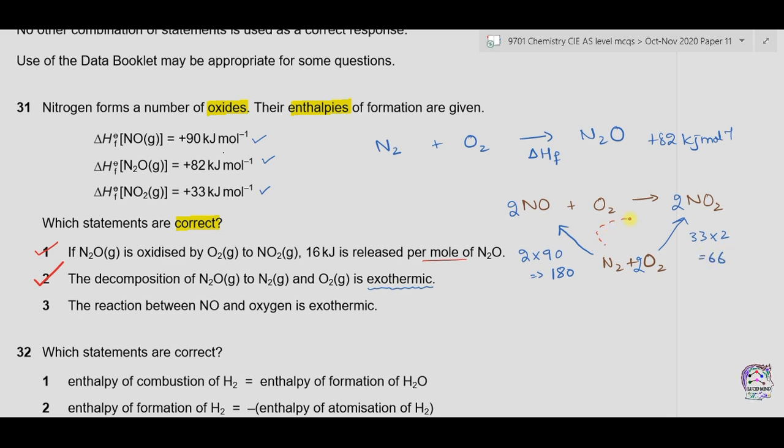Now according to Hess's law, this is a 2-step process and this is 1-step process. We can find whether X is negative or positive. So 180 plus X equals 66. So X is equal to 66 minus 180 and it is equal to minus 114 kilojoules per mole. As the energy is negative, so it means that the reaction is exothermic in nature. So 3 is also correct. So therefore answer is A.